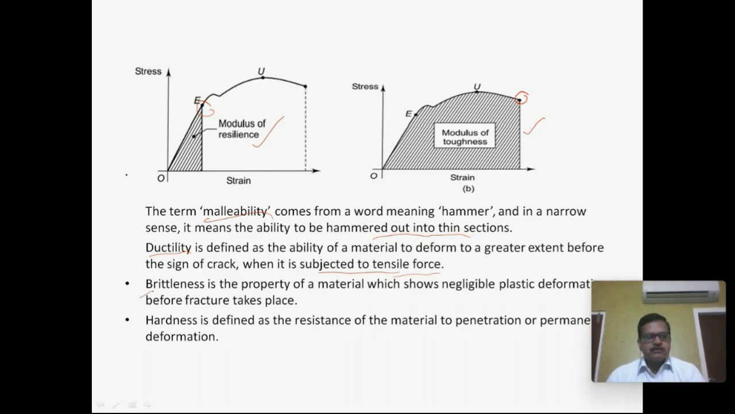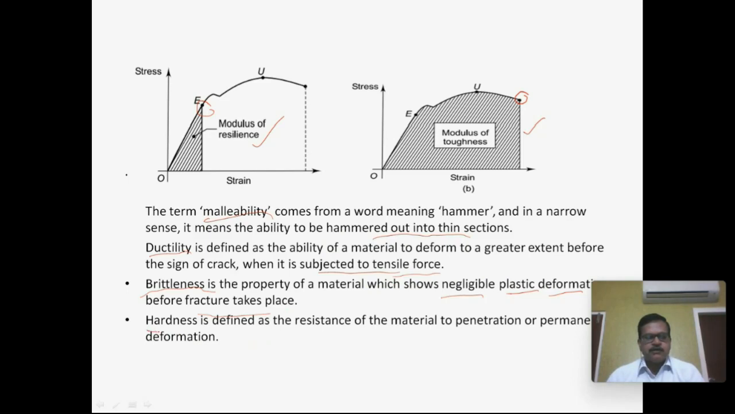So brittleness. This is the opposite of ductility. This is the property by which the member shows negligible plastic deformation before fracture takes place. So a ductile member shows appreciable or a lot of deformation before the sign of crack or failure, whereas brittleness, on the other hand, shows very small or negligible plastic deformation before fracture.